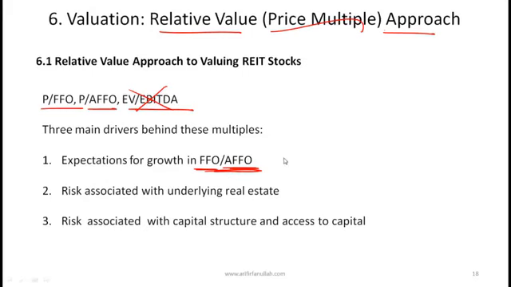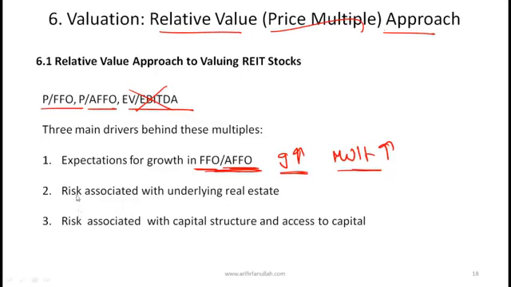The point here is that if we expect relatively high growth, then that obviously will result in a relatively high multiple. And this is often based on geography. So if you have a REIT that owns properties in places like London or New York, where expectations about increases in rents are higher, then obviously the growth expectations will be more in these regions, which will result in higher multiples. Second point has to do with the risk associated with underlying real estate.